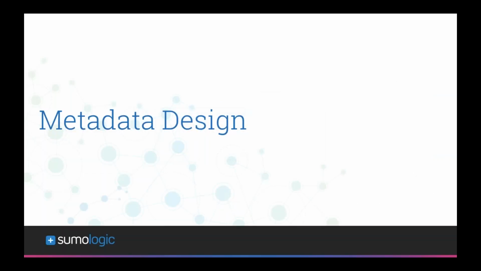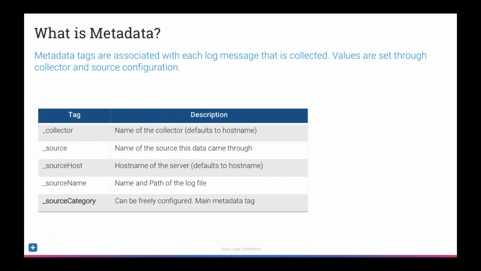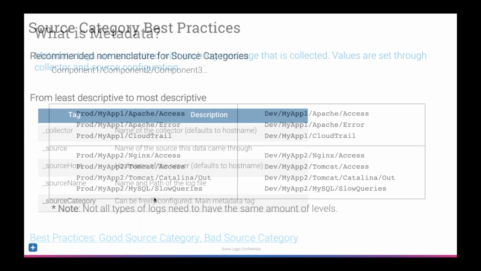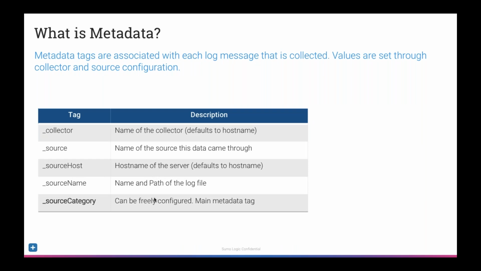All right, with that said, let me go back in here and let's talk a little bit about metadata. You heard me talk about source category a couple of times. The reason for that is because every single message that gets brought into Sumo gets stamped with at least these five metadata tags. The name of the collector where the data came from, and you can choose whatever name you want, but keep in mind that if you don't choose a name, it's just going to default to the host name. The source, which is where the data came from, for example, is it Apache access or Apache error data, right? The source host. So again, it defaults to the host name, but you can change it if you want to. The source name, which is the name and the path of the log file.